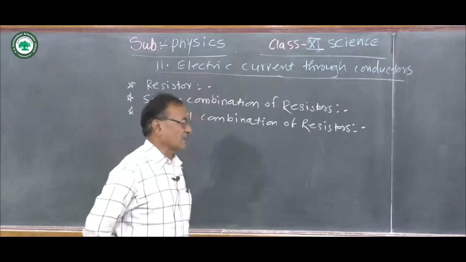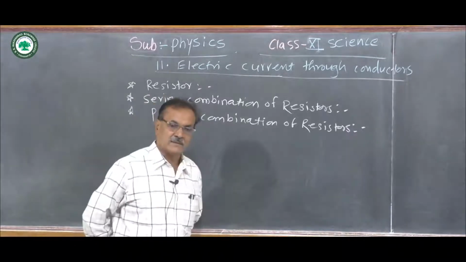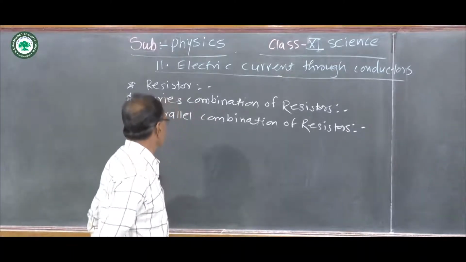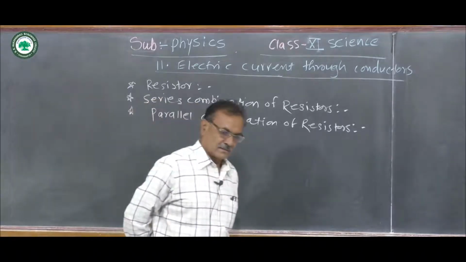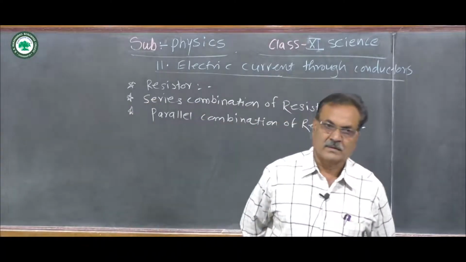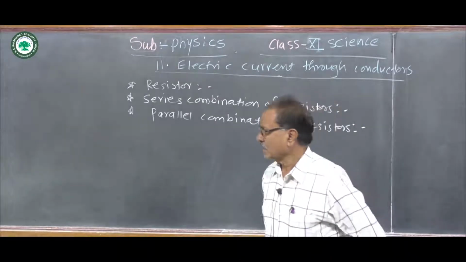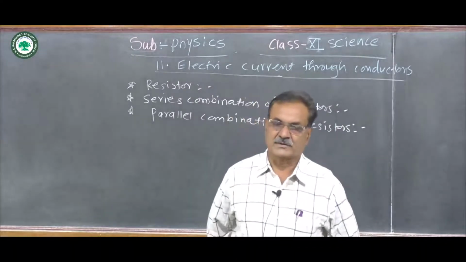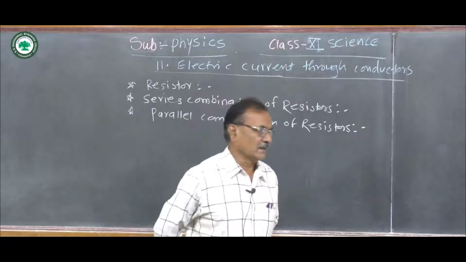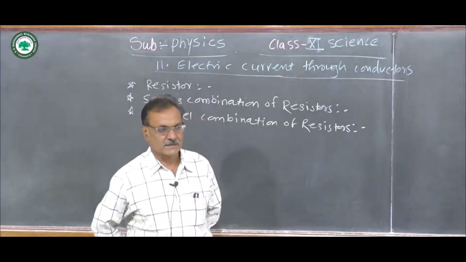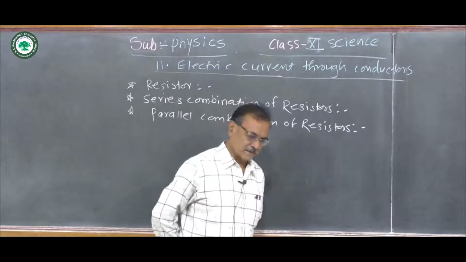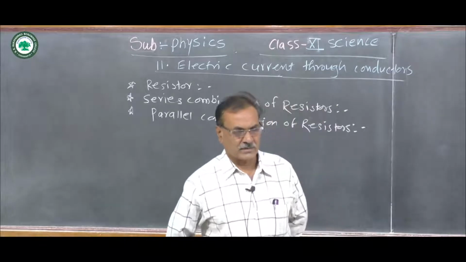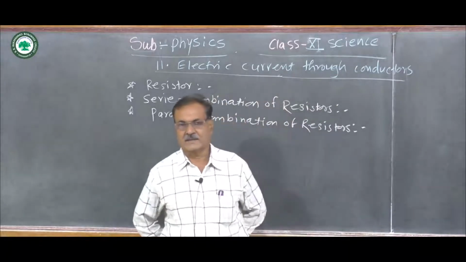Today we will learn 11th Science Physics, topic number 11, electric current through conductors. In this topic, we will see what is meant by resistor, series combination of resistors, parallel combination of resistors, and what will be their equivalent values of resistance, either they are connected in series combination or parallel combinations. First of all, we will see what is meant by resistor.